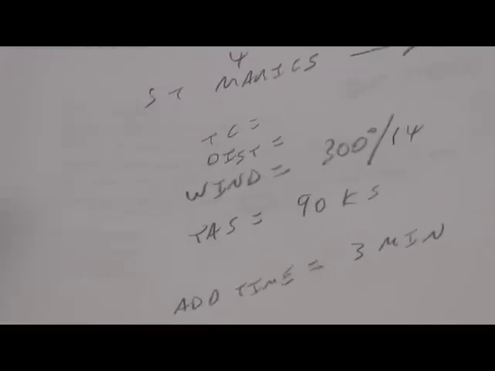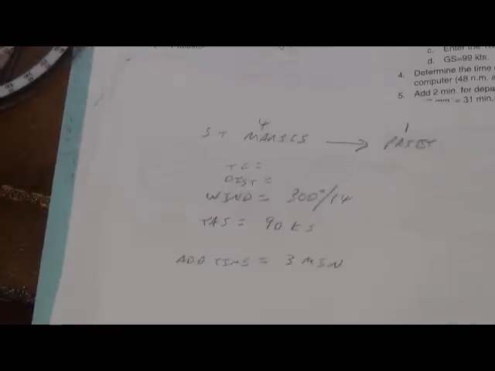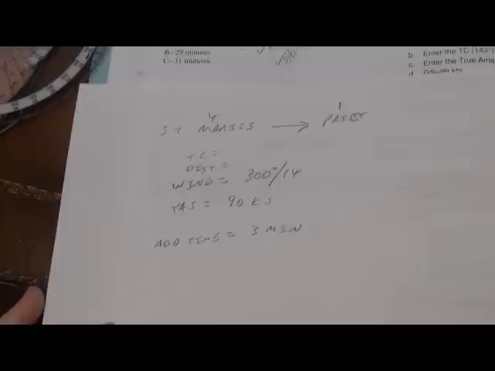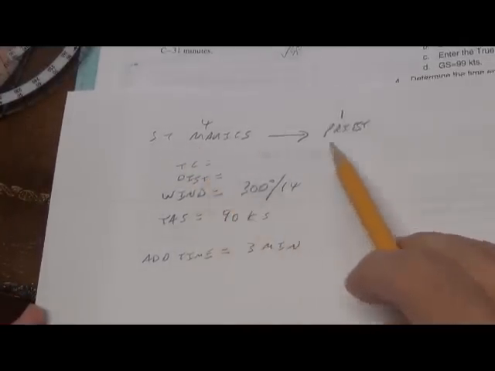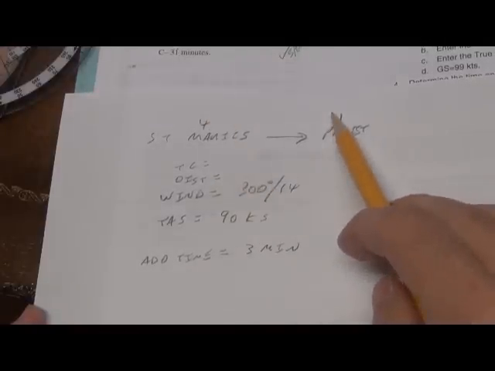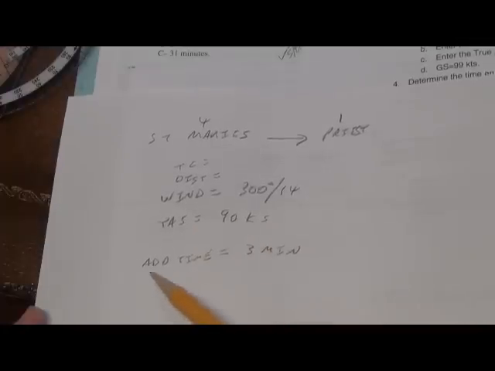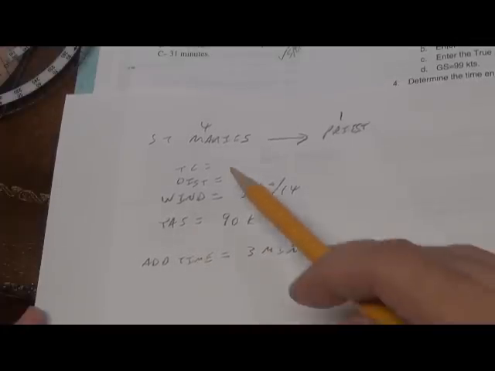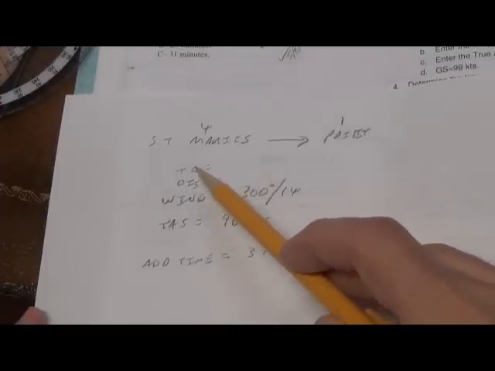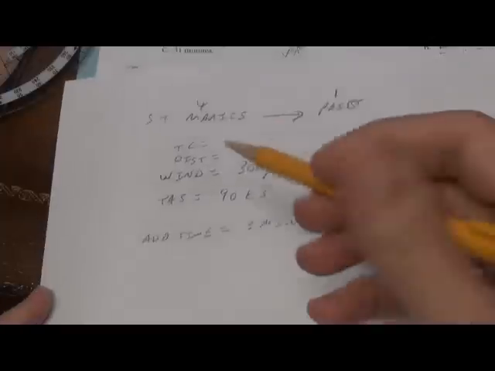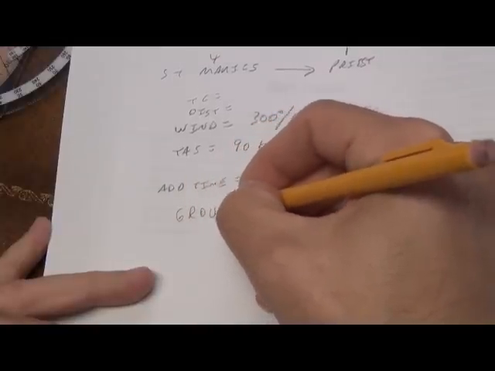So let me show you what I wrote. I didn't use the form, but this is exactly the same as the form. The airport you're coming from, where you're going to, the areas they're in. They gave me the wind information, the true airspeed information, and they put in added time, which is 3 minutes. I have to find, using the chart, the distance between the airports, the true course between the airports, and then using the flight calculator, we're going to find the ground speed.